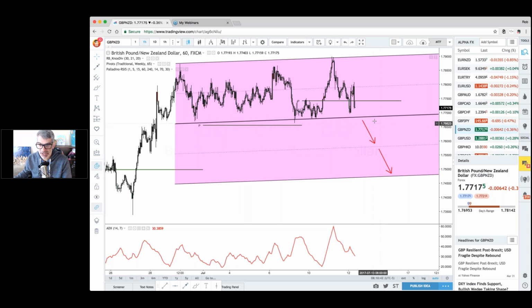If it breaks down into this channel, you might consider a sell trade with a stop loss up above the midpoint of the channel up here. That might be an interesting thing to do.